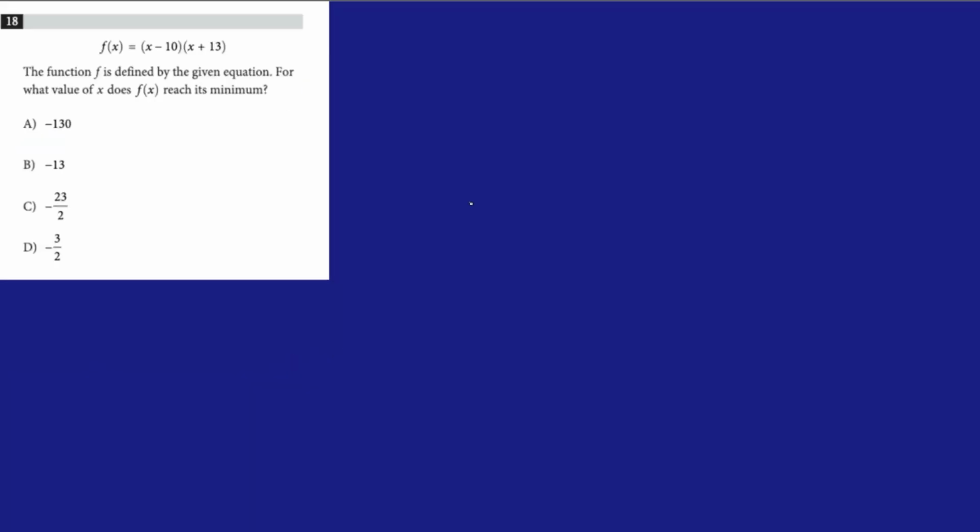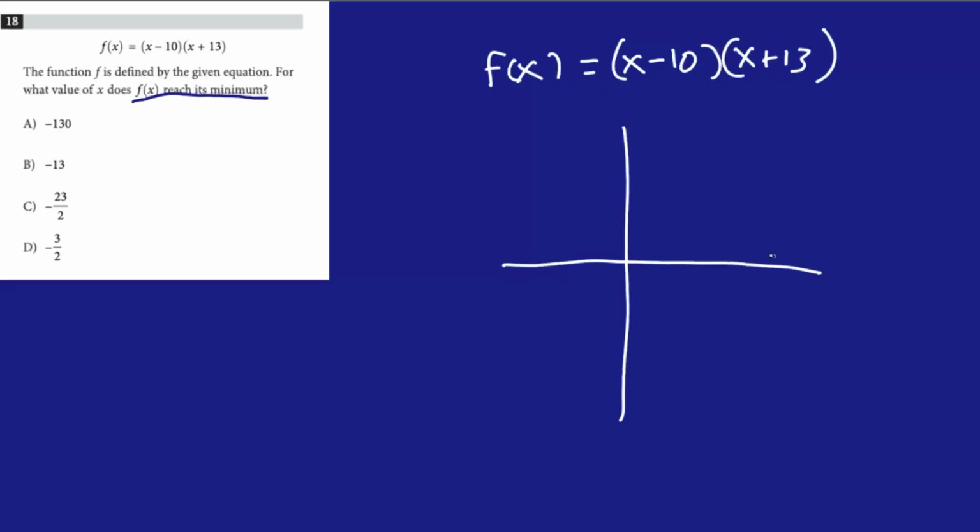So with this question on screen here, we're asked to find the minimum of f of x, so the x value where it reaches its minimum. Basically what's going to happen here is we have this parabola, f of x equals x minus 10 times x plus 13. I'm going to draw it out. It's going to look something like this, and it's going to have some minimum point, and we're asked to find that minimum point.